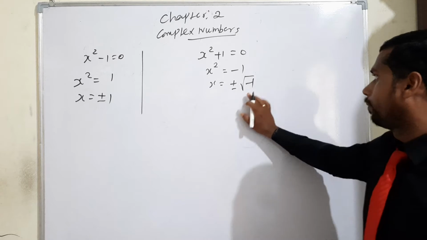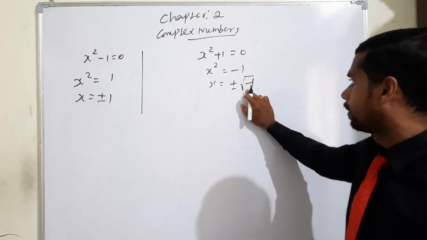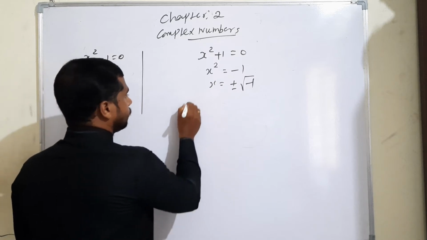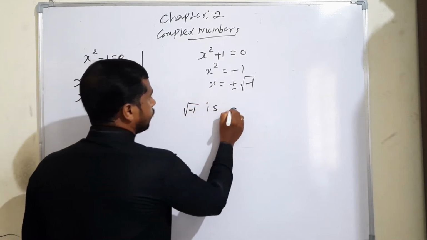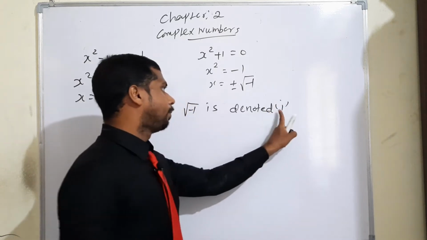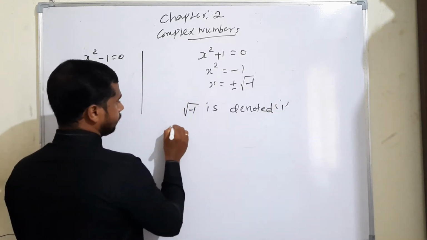So that's why we are considering this type of result: root of minus 1 is denoted as i. What is the name of i? Imaginary.